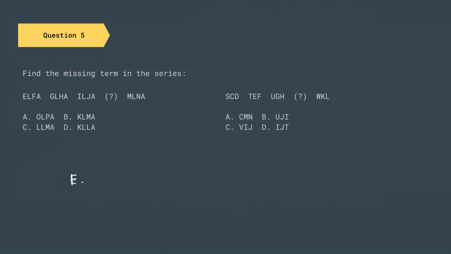We have E, L, F, A. Then we have G, L, H, A. Then we have I, L, J, A. Then we have a word consisting of 4 letters. And then we again have M, L, N, A. Now, what can we do here?